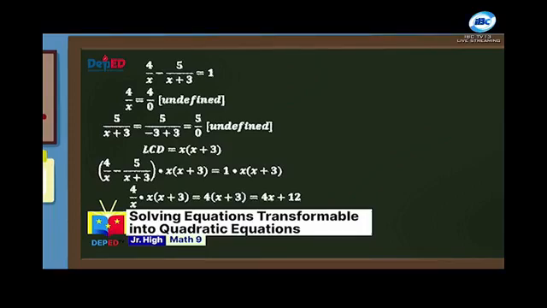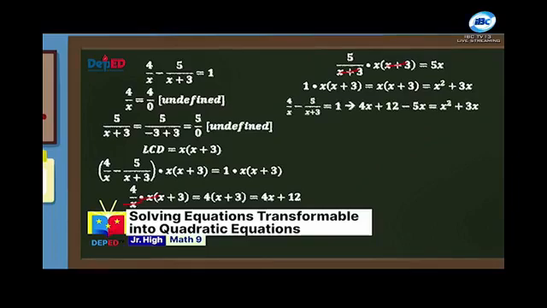4 over x times the product of x and x plus 3 must be equal to 4 times x plus 3 or 4x plus 12. 5 over x plus 3 times the LCD x times x plus 3 is equal to 5x. 1 times the LCD x multiplied by the binomial x plus 3 is equal to the LCD itself, which is x times the binomial x plus 3 or x squared plus 3x.